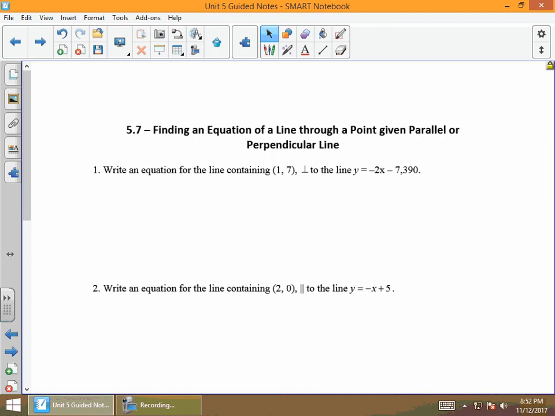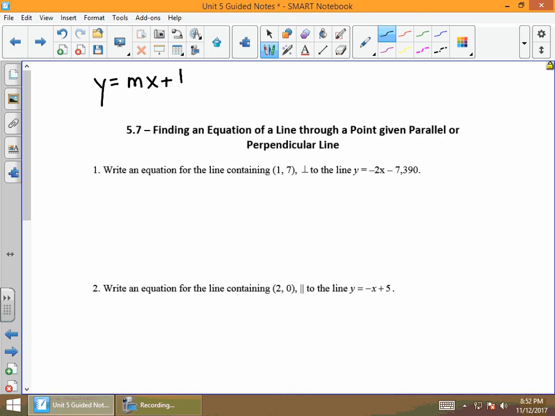So in order to do this, the first thing that we need to know is the equation of a line, and there's two different methods for doing the equation of a line. One is called slope-intercept form, which is y equals mx plus b. The other is what's called point slope, which is y minus y1 equals m times x minus x1.